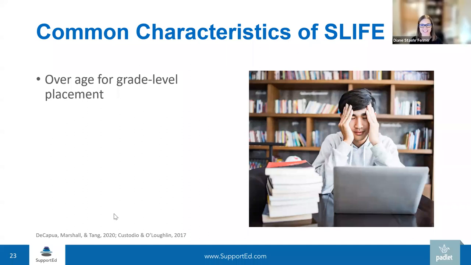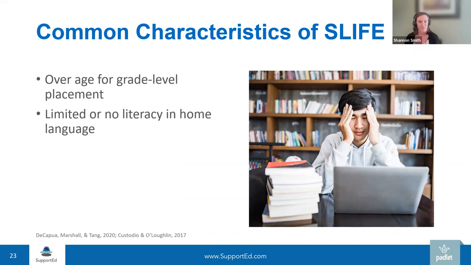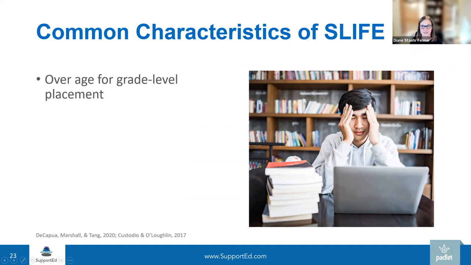I think Shannon's internet may have just frozen. Oh, are you back with us, Shannon? Sorry, where did I leave off? I think maybe the middle of the first bullet. Okay. Over age, you talked about a ninth grader maybe being about 18 years old. Yeah. Sorry about that. I think winds are coming through Pennsylvania right now.